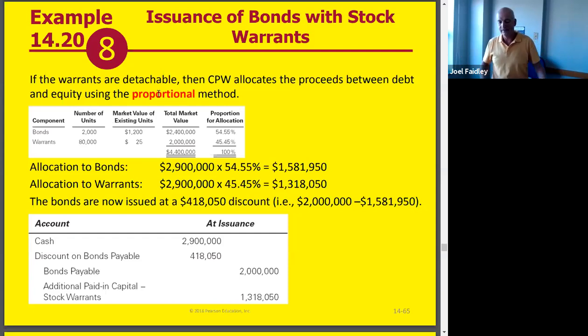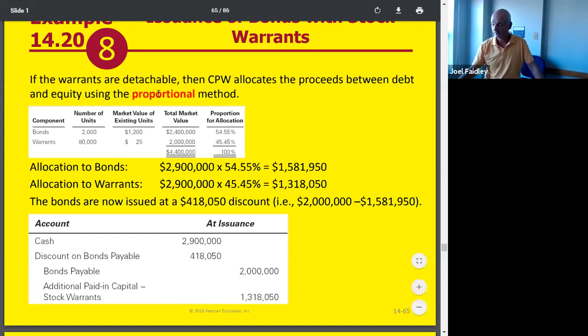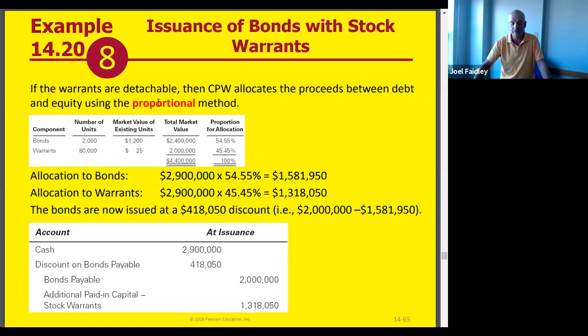And so that gives us in that right column there the proportion of allocation. So 54.55% of the cash proceeds, cash proceeds being 2.9 million, on the previous screen, and there it is, 2.9 million. So 54.55% of 2.9 million should go to the bonds, and 45.45% of 2.9 million should go to the warrants. So that's how we record that on our books.